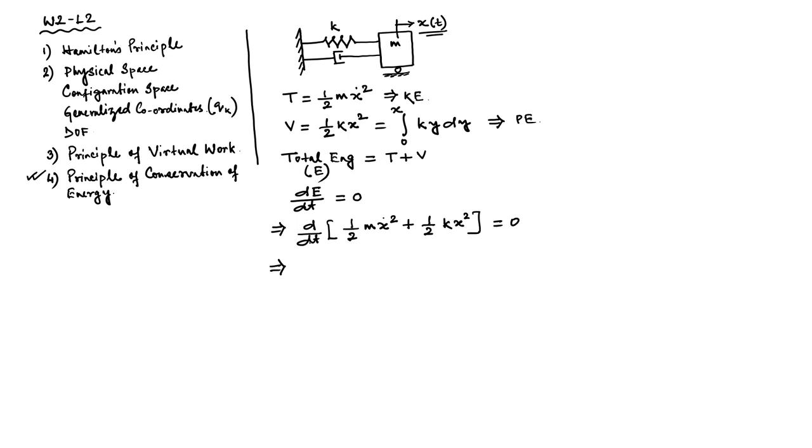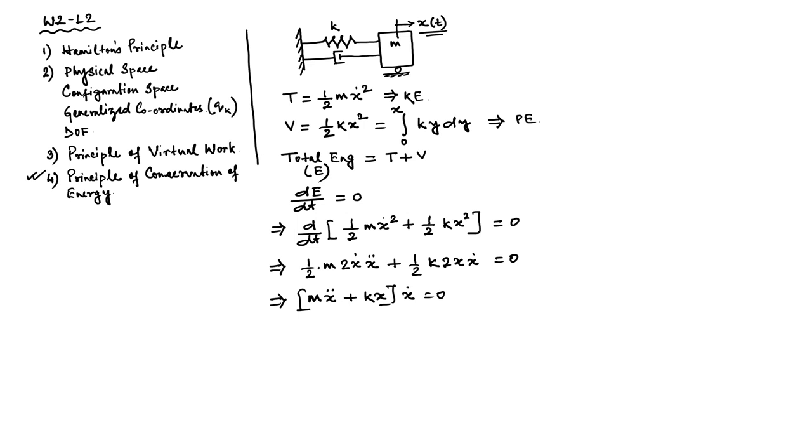Then we perform this first derivative with respect to t. So, half times m, then 2 x dot x double dot, plus half k 2 x and then x dot, is equal to 0. Then obviously, if we simplify this expression, what we'll have? (m x double dot plus k x) times x dot is equal to 0.